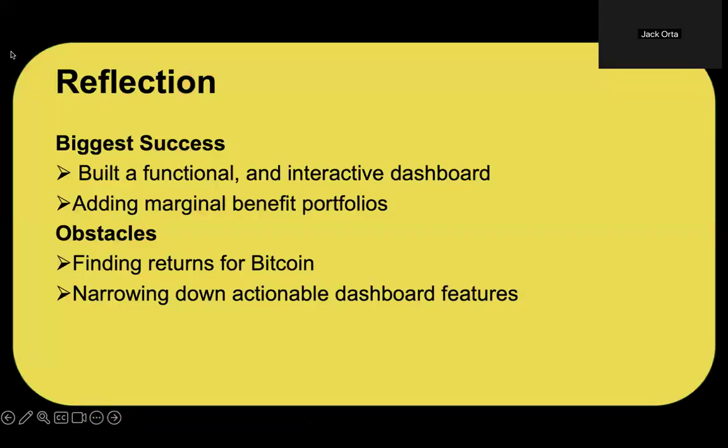Reflecting on how we did, our biggest success was being able to actually build a functional interactive dashboard, which is something that we were excited to build, but we were also a little intimidated by the challenge. Another success we had was adding the marginal benefit portfolio analysis, because this was a great idea and it helped us gather interesting data that we could add into our dashboard. Some of the obstacles that we had were finding returns for Bitcoin and narrowing down the actual things that we could build into the dashboard.